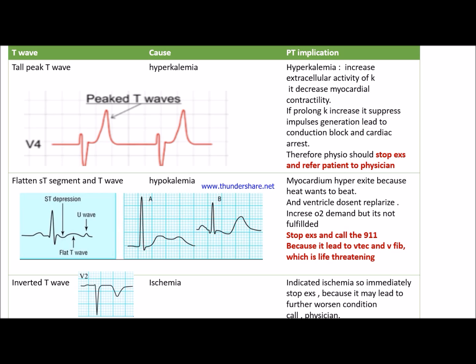inverted T wave, it always denotes ischemia. Ischemia means immediately stopping. As a physiotherapist, we need to always stop the exercise because the patient is not able to breathe, and it may be life threatening for them if we don't stop the exercise. It may lead to cardiac arrest for the patient, and that's why we need to stop exercise and call the physician. If you want to see more about the hypokalemia and hyperkalemia changes in detail, just have a look at the series of these ECG videos.